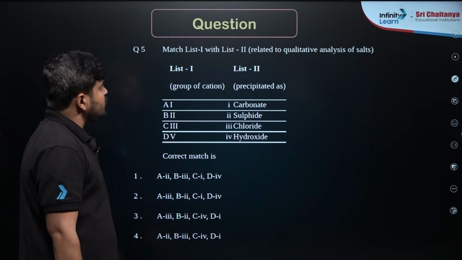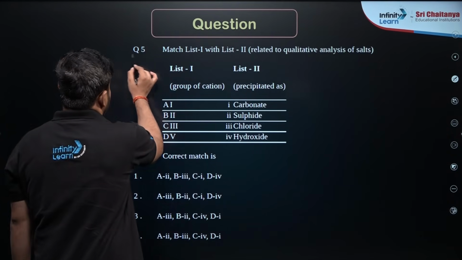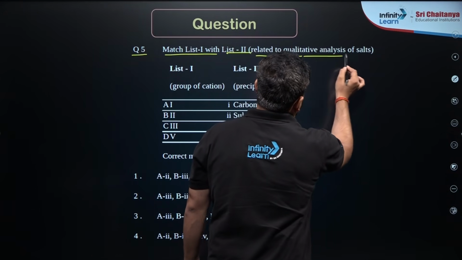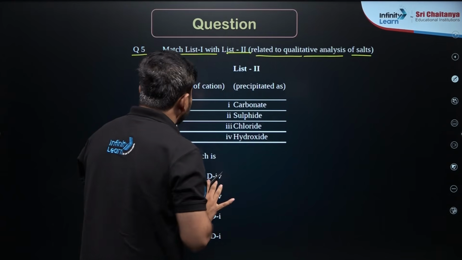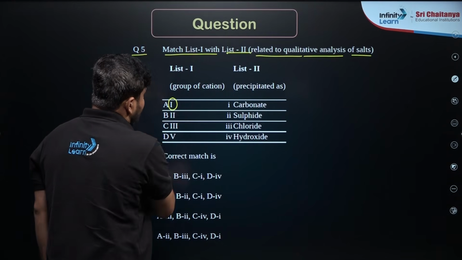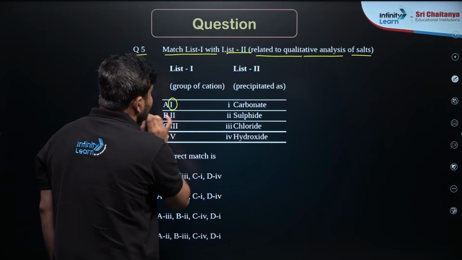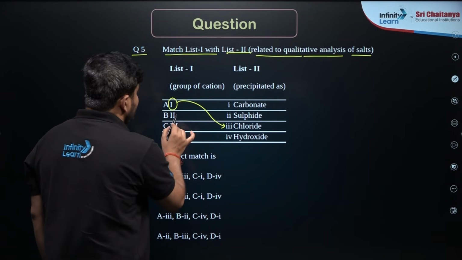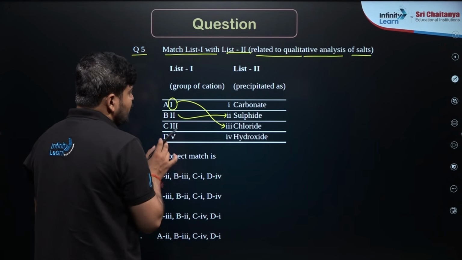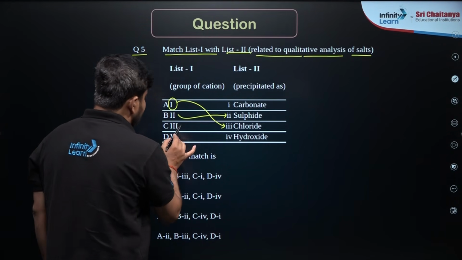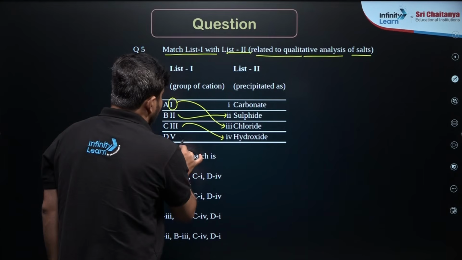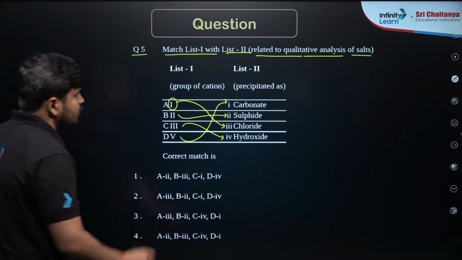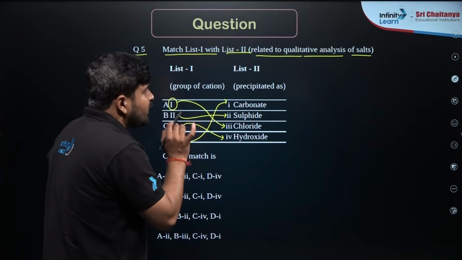Question number 5: match list first with list second related to qualitative analysis of salt. You have to know that group first is going to make the precipitate of chloride only. Second is going to make the sulfide. Third is going to make the hydroxide, and fifth is going to make the carbonate. So this is the qualitative analysis of salt.